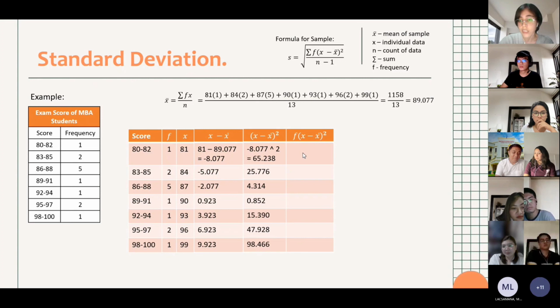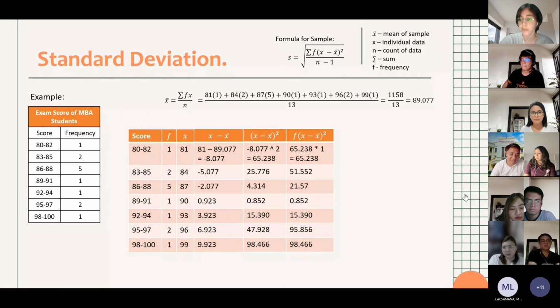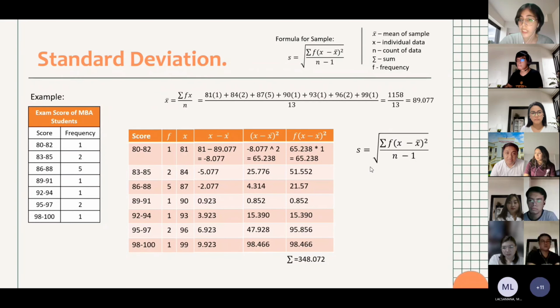Then, square natin for the fifth column, square lang natin yung fourth column. Then, for the sixth column, ang gagawin lang natin is i-multiply natin sa second column, si frequency, doon sa ating fifth column, yung x minus mean squared. Okay. Then, i-sum lang natin yung value kasi nga ang hinahanap natin for the formula is yung summation ng product ng f and x minus mean squared. 348.072.